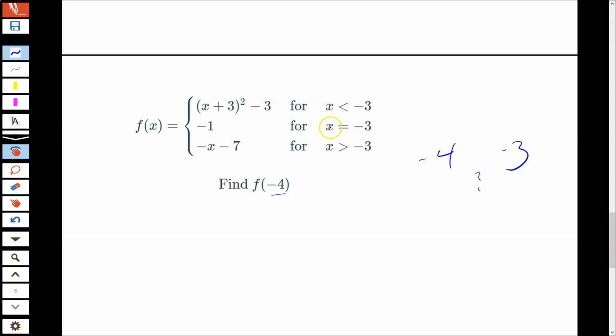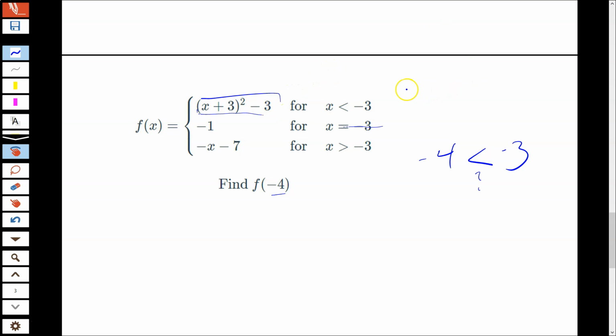Well, it's definitely not equal to negative 3, so we can eliminate that choice. This says x is bigger than negative 3. This says x is smaller than negative 3. Well, that's true, right? Negative 4 is smaller than negative 3. So we're going to use this top piece, and this looks like a parabola.